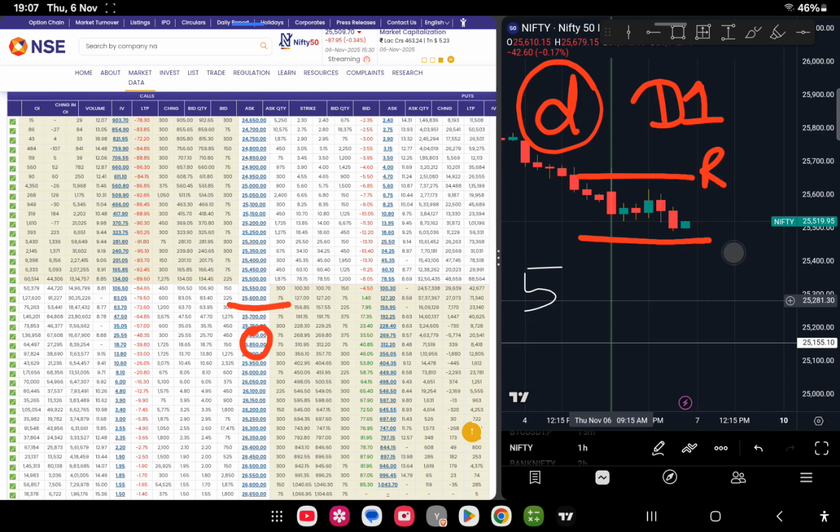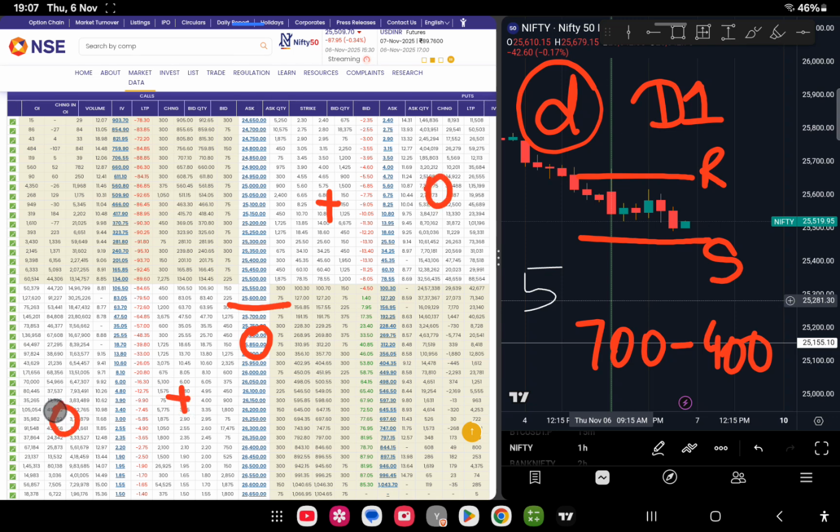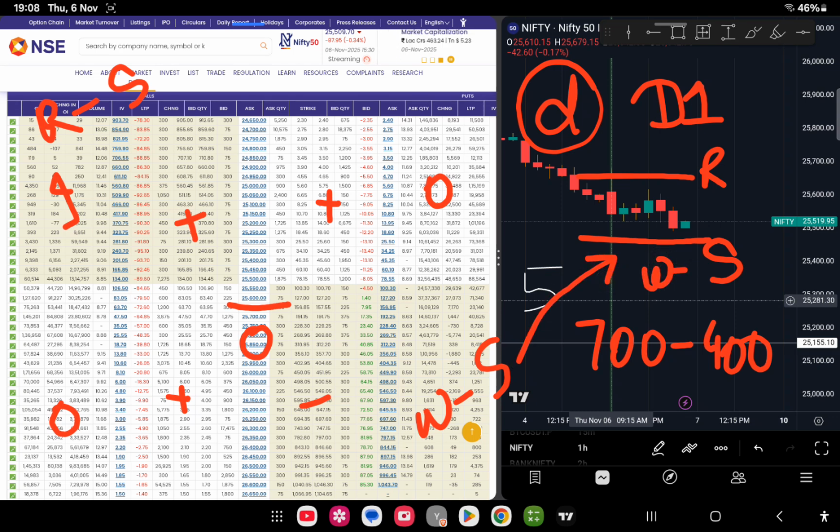So this is resistance and support. Market was between 700 to 400, so in a broader range. You could see OTM is positive because of the slow move, and when you check for ITM, resistance is strong, that's why it's positive decay. Maximum negative decay here because of the weak support in the second half. You could see here it's weak. Okay, we'll move on.